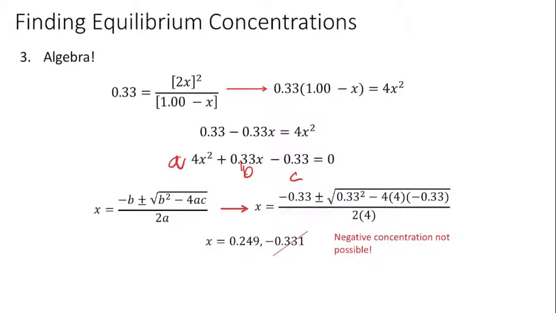And you get two possible values for x, 0.249 and negative 0.331. Of course, negative concentrations are not possible, nor in this case would be a value of x larger than 1, because that would make our equilibrium concentrations negative. So we eliminate the negative 0.331, which means for our purposes, x is 0.249.